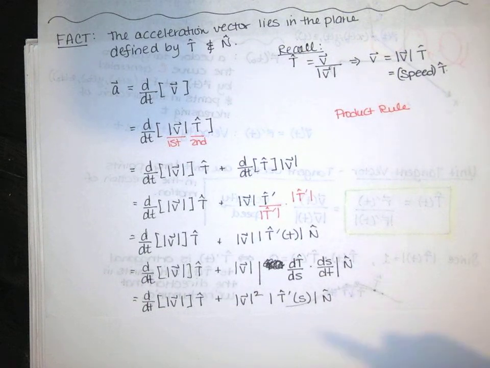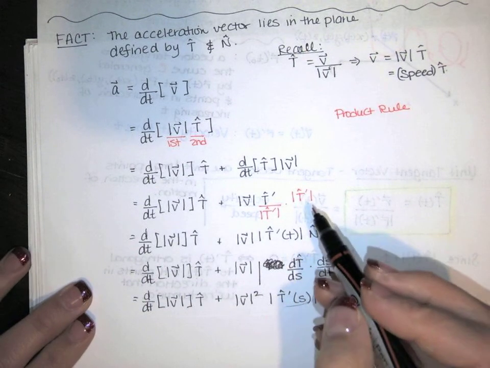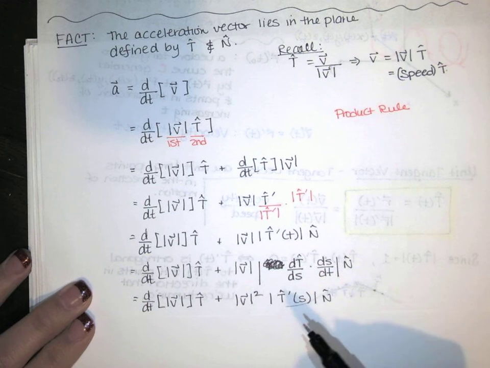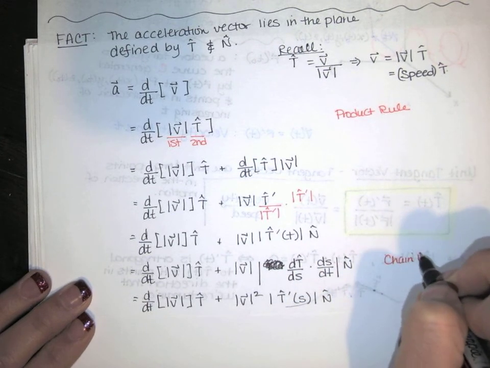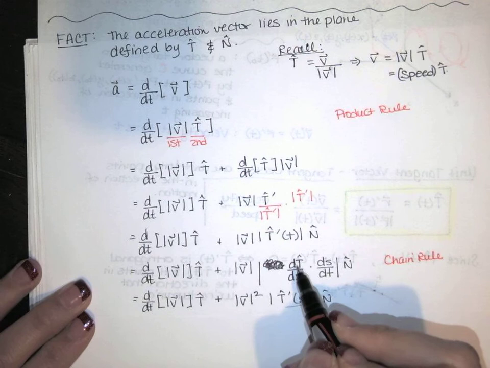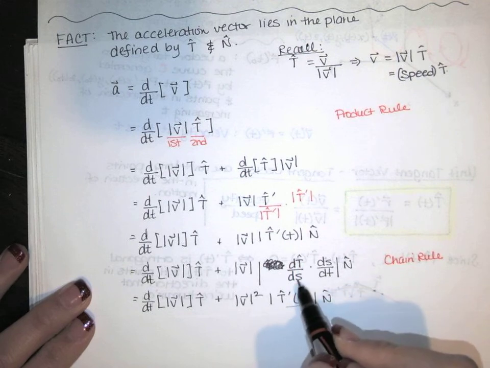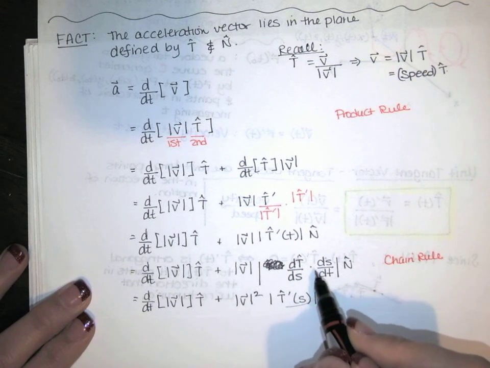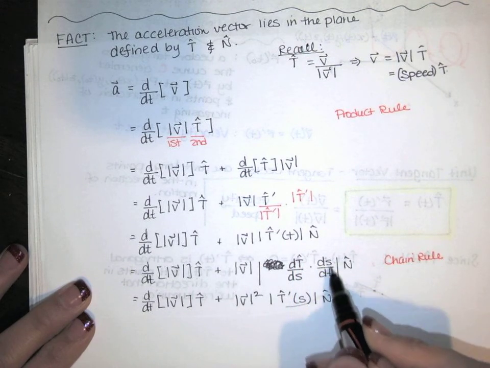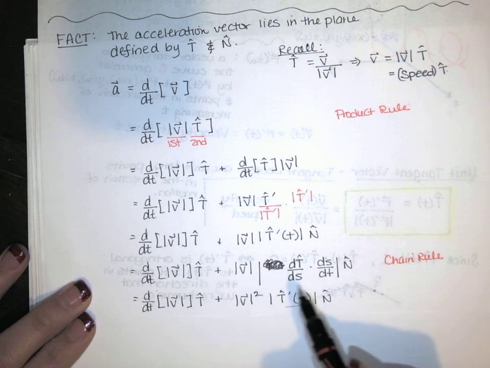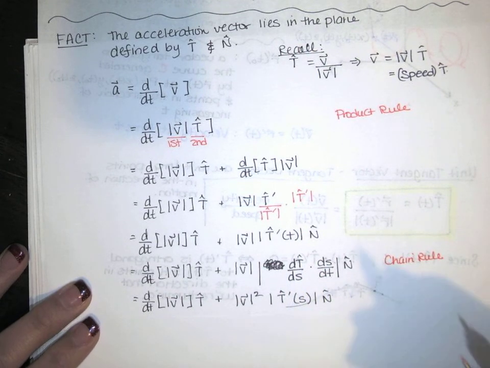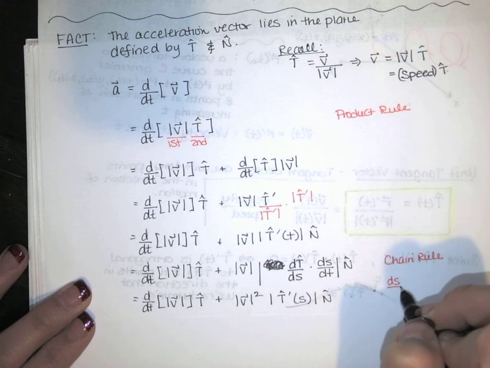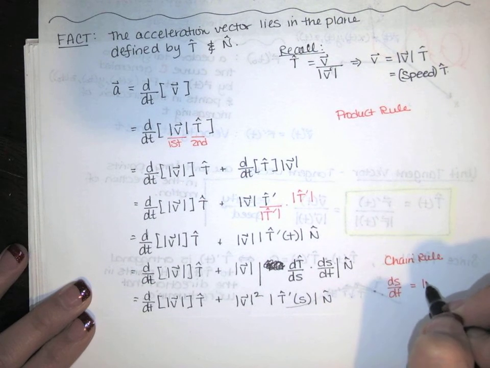So let me write out on the side what we just did. We were just trying to get an n hat right there. Right here we used the chain rule. So this is the derivative of t hat with respect to arc length times the change in arc length with respect to time, or if you prefer, change in distance traveled along the curve with respect to time. And then I just told you that ds dt is equal to the speed.